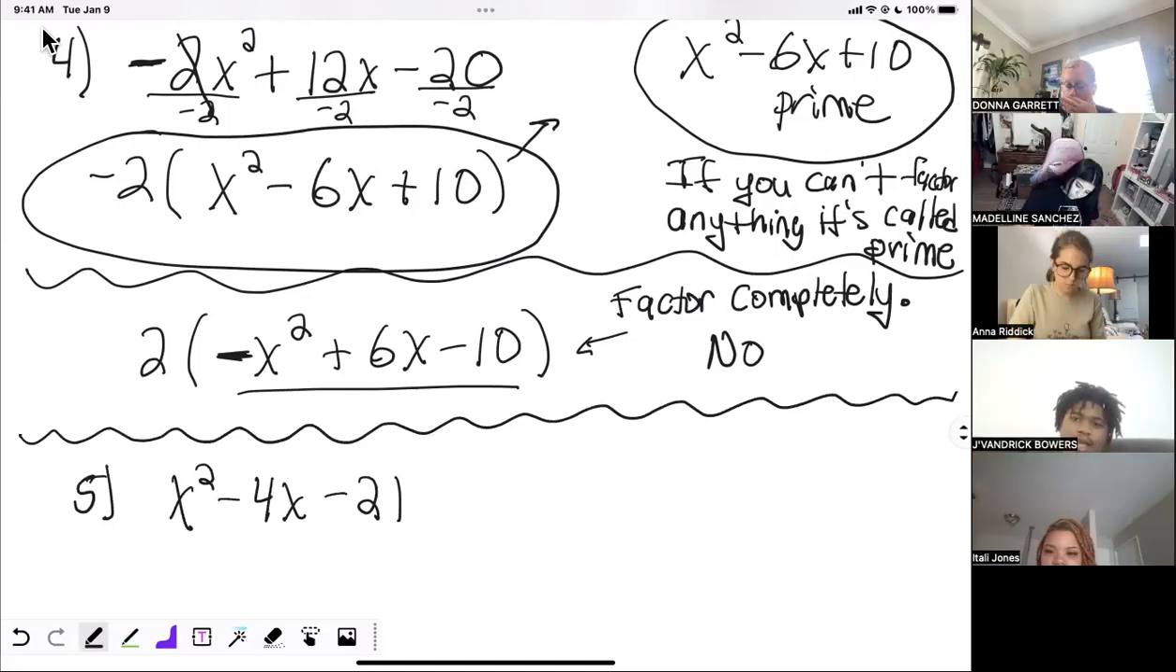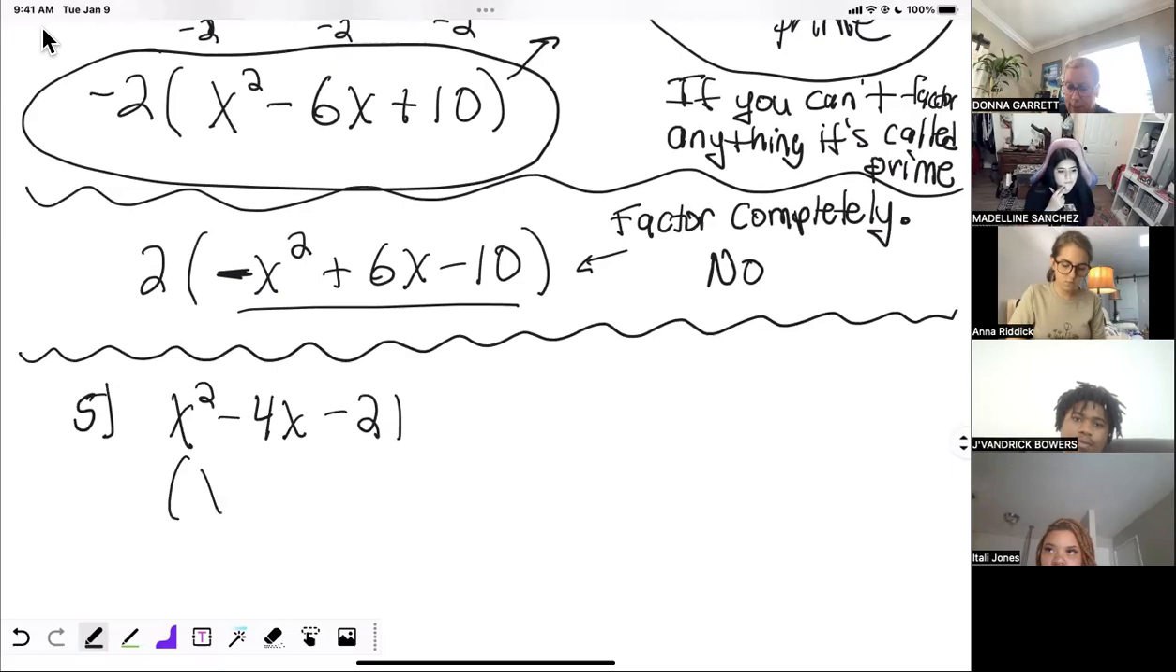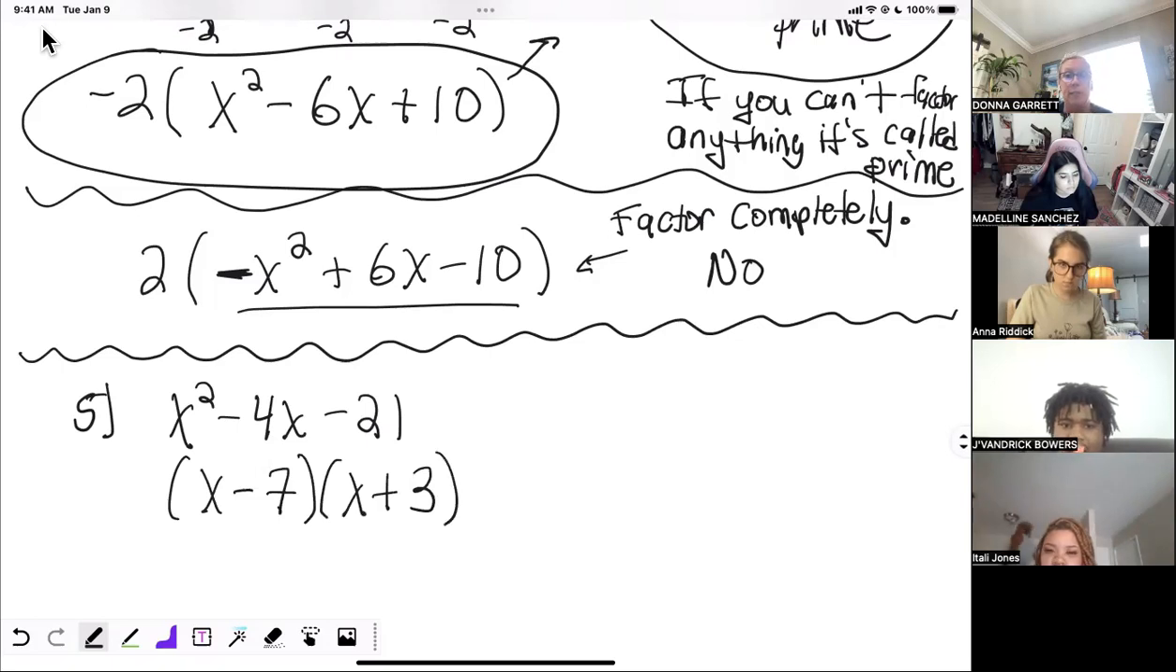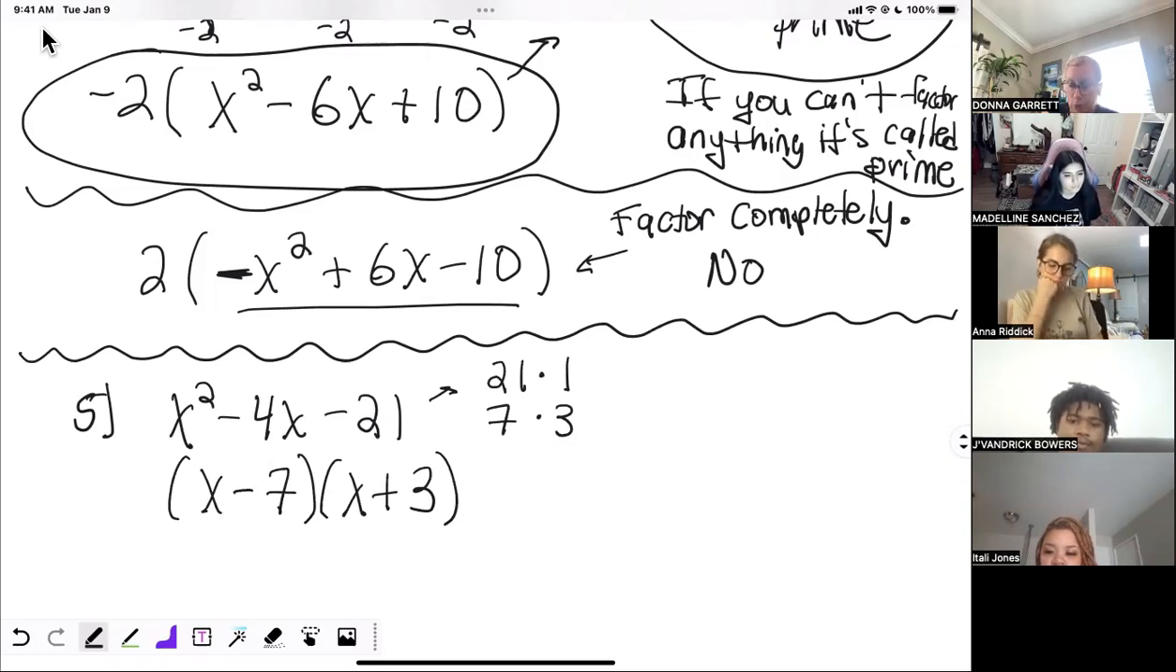Okay, so the answer would have been x minus 7 and x plus 3. Did we get it? Hey, why is it 7 and 3? Because 21 can only be 21 times 1 or 7 times 3. But I need it to multiply to be negative 21, but add up to be negative 4. So if I take 7 and 3, I know 7 minus 3 is 4. So it has to be 7 and 3.